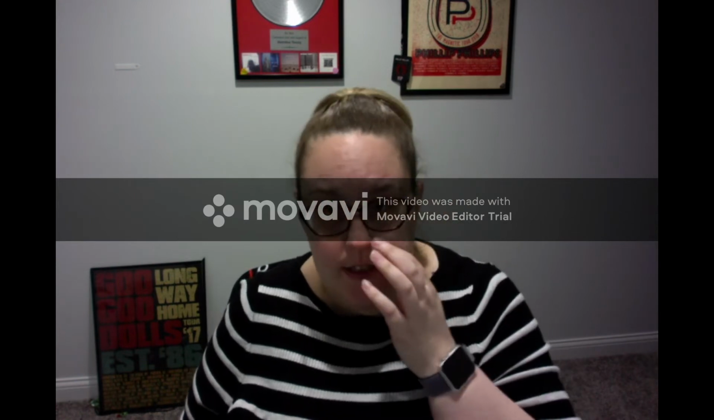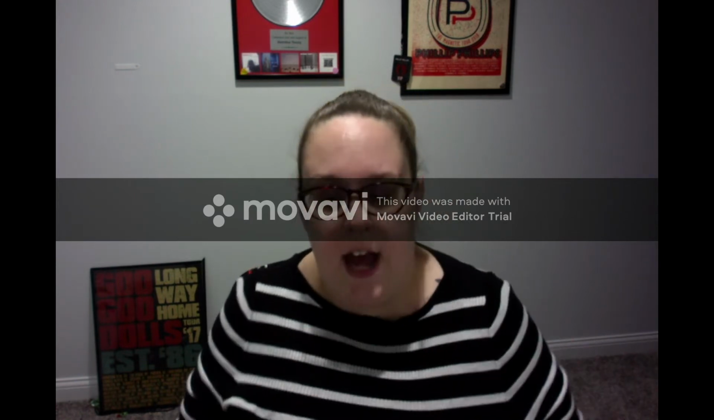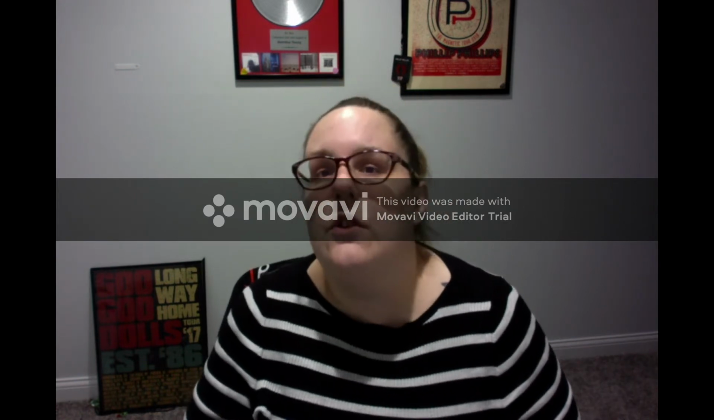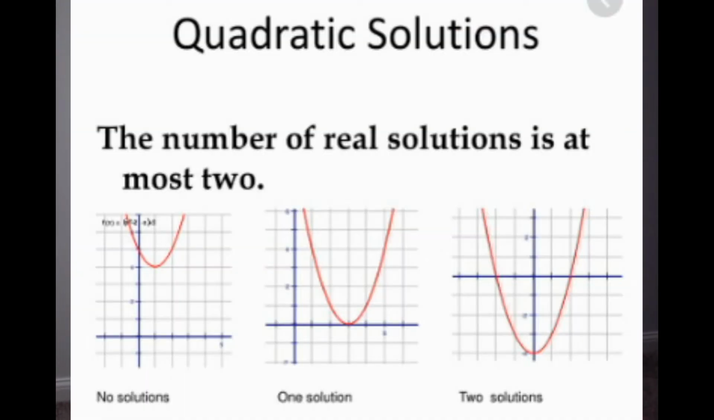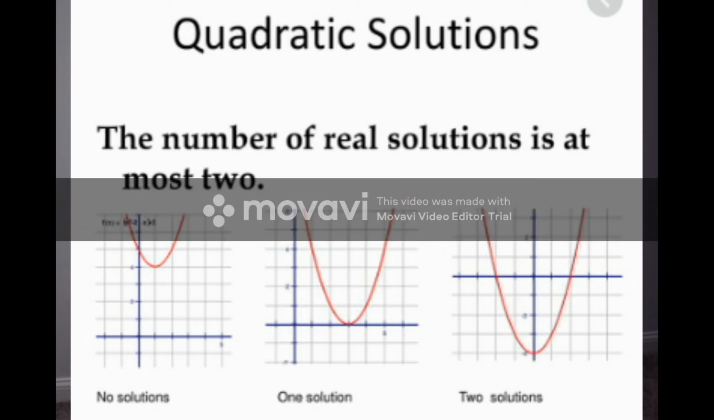Also, solutions. So you should know by now that the way you find your solution when you're graphing is once it's graphed, you want to look at where it crosses the x-axis. A lot of you are getting a little bit confused because where it says solutions, you're either putting the number 0, 1, or 2, depending on how many times it crosses the x-axis.